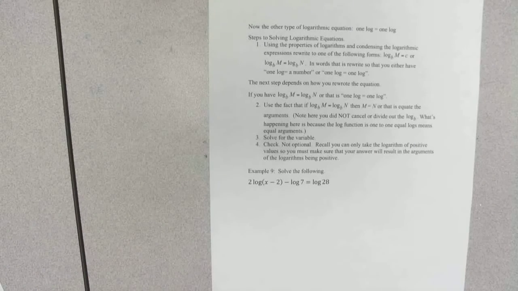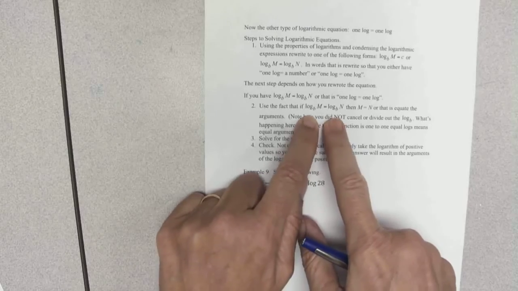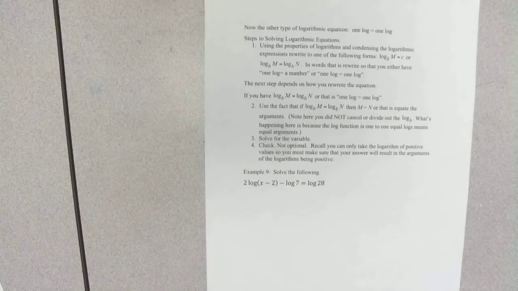And again here, it's not because I canceled the logs or I divided. Again, the real reason is that the logarithm function is 1-to-1. You don't have to remember the reason why. Suffice to remember that if you have 2 logarithms that are equal with the same base, then the arguments have to be equal.